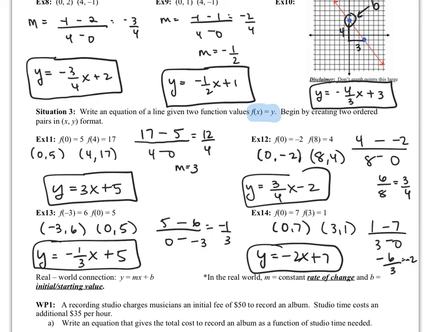So on example 12, my two ordered pairs are (0, negative 2) and (8, 4). So 4 minus negative 2 became 6. 8 minus 0 was 8 for a simplified slope of 3/4, and my y-intercept was negative 2. So y equals 3/4 x minus 2.